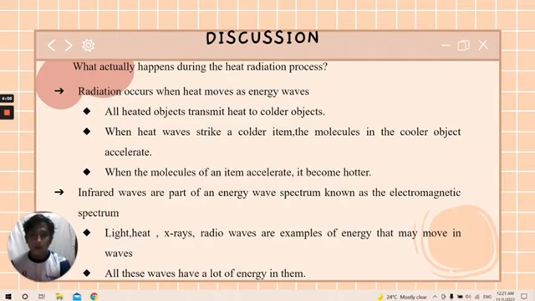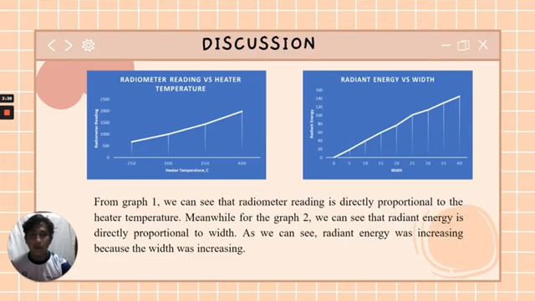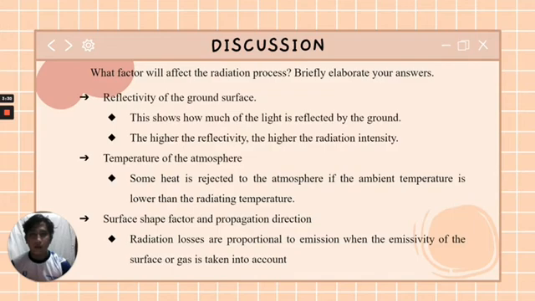Infrared waves are part of an energy wave spectrum known as the electromagnetic spectrum. Like heat, X-rays and radio waves are examples of energy that may move in waves. All these waves have a lot of energy in them. Next, we go to discussion number 2.